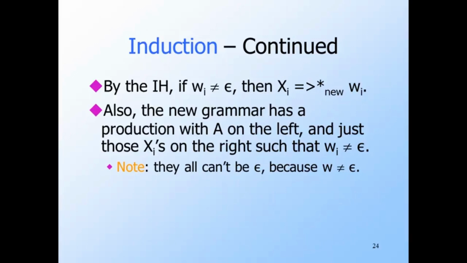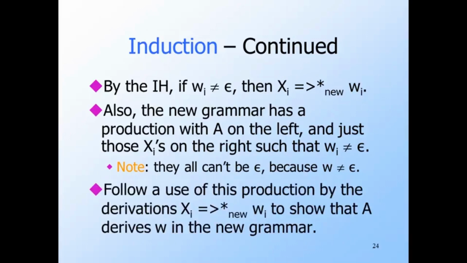Thus, in the new grammar, the first step can replace A by a body consisting of all those xi's such that Wi is not epsilon. We can continue the derivation in the new grammar by a derivation from each xi that remains of the non-empty string Wi. We know this derivation in the new grammar exists by the inductive hypothesis.